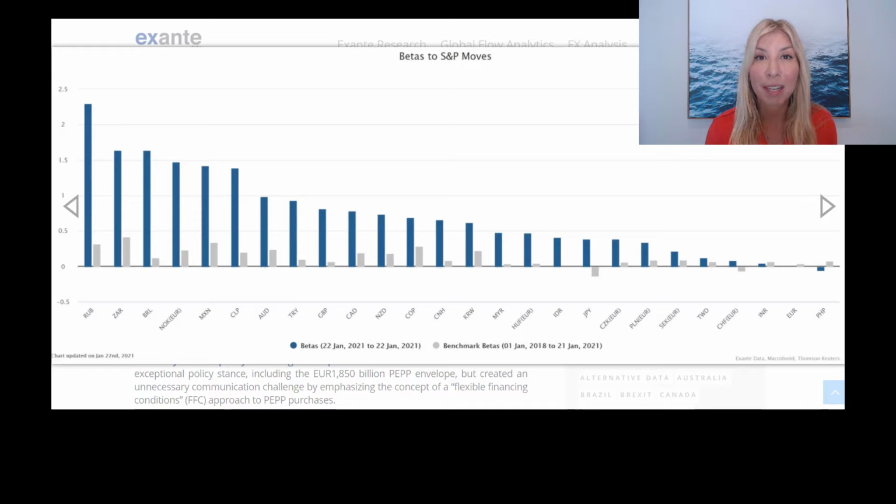And our founder Jens Nordvig wants me to point out to you that, of course, FX betas, at least on Friday, are elevated relative to the benchmark beta. The betas on Friday, the 22nd of January, are the blue columns. The benchmark from 2018 through the 21st of January 2021 is the gray bars. You can see that the betas for Friday were a bit elevated. We had equities lower, the dollar consolidated, and maybe investors, given these betas, are a bit nervous.